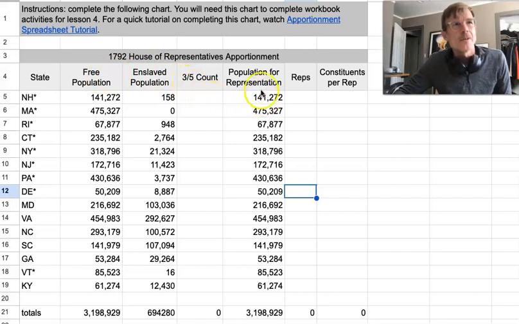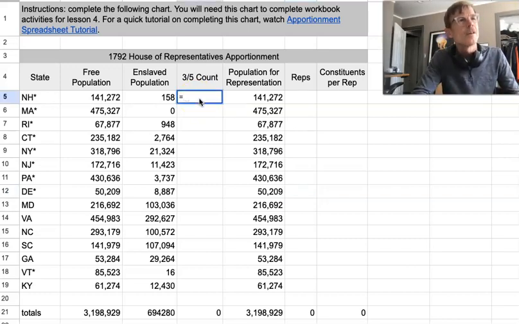We want the total population. We want this population for representation to be the free population plus 3/5 of the enslaved population. So first we're going to get the 3/5 column completed. So we just do equals the cell that has the free population in, so that's this one, B5, so equals B5 times, oh, sorry, we want 3/5 of the enslaved population, so it's not B5, it's C5, times 3/5, which is the same as 0.6.